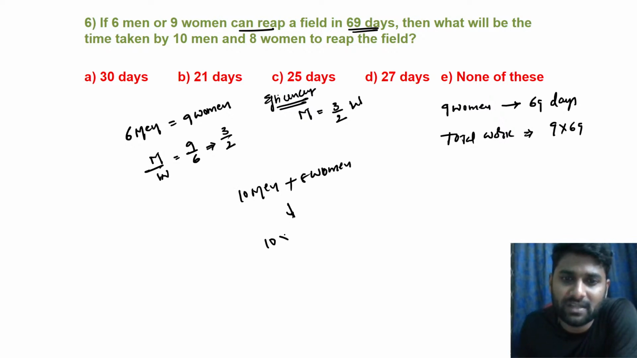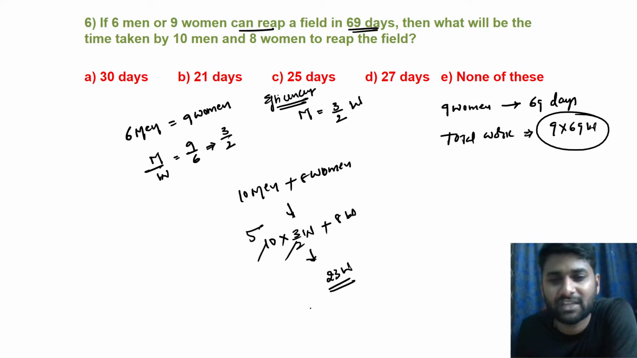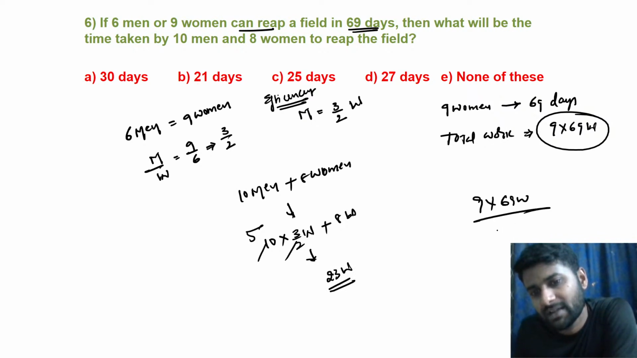We are changing the numerical. So 10 into 1 man's efficiency, exactly equal to 3 by 2 times of women, plus 8 women. And finally here there is a 5 times. So we can understand that the efficiency is exactly equal to 23W. Finally, 9 into 69W divided by 23W, 3 times. So it takes only 27.